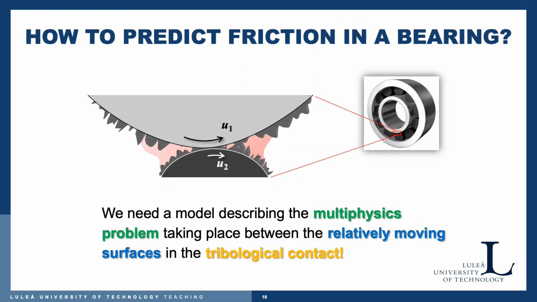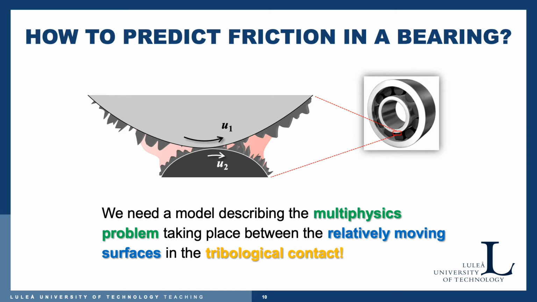So, as an example, how can we predict friction in a rolling element bearing? You can see the rolling element bearing here, and there we have an enlargement of what happens between the roller and the inner ring, the raceway on the inner ring. So they may be moving at different speeds due to acceleration of the roller when it comes into the contact here, and the driving speed of the shaft.